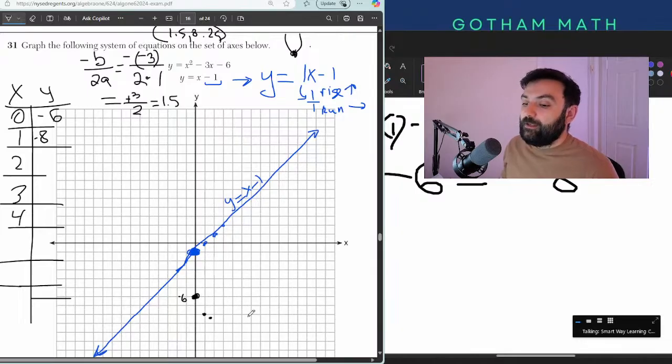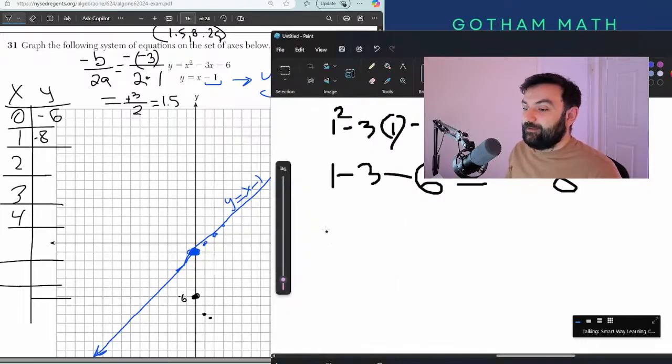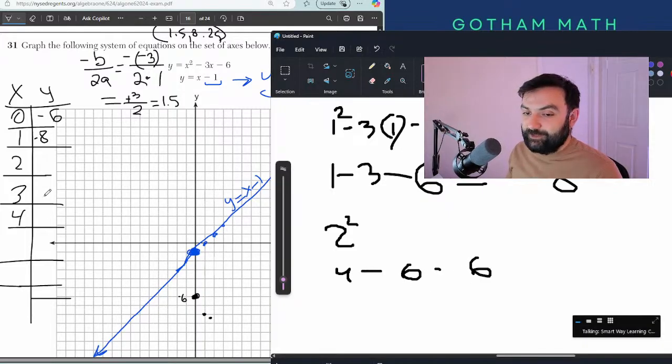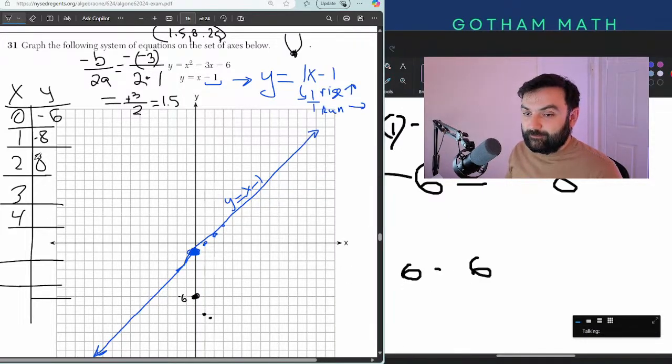Okay. Well, as you know, parabolas are symmetrical. That means that the 2 will actually be the same. And we can check that. 2 squared is 4, minus 3 times 2, which is 6, minus 6, which is also negative 8, as I said. So it's going to be 2, negative 8.